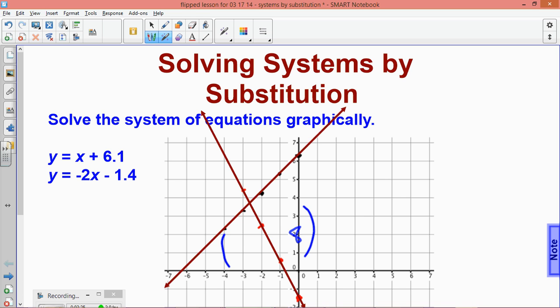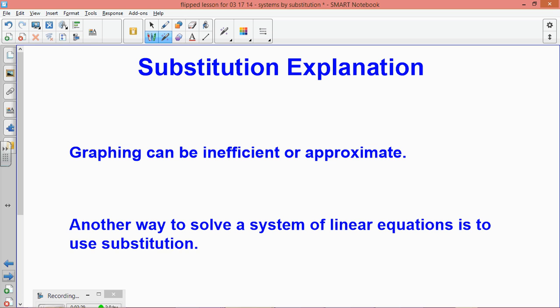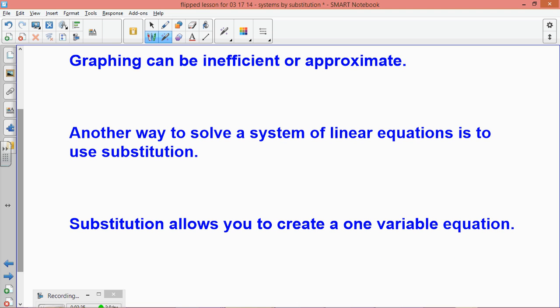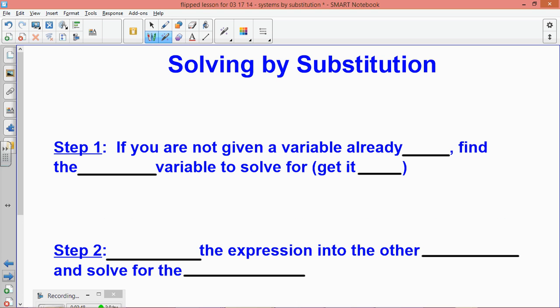The good news is, however, we have a better way of doing this. This is solving by substitution. Now, because graphing can be inefficient or approximate, we need this second way. Another way to solve it is by solving by substitution. Substitution allows us to create one variable equations, which we know how to solve. Okay? There's nothing to write down on this slide, so let's just go to this next one real quick.